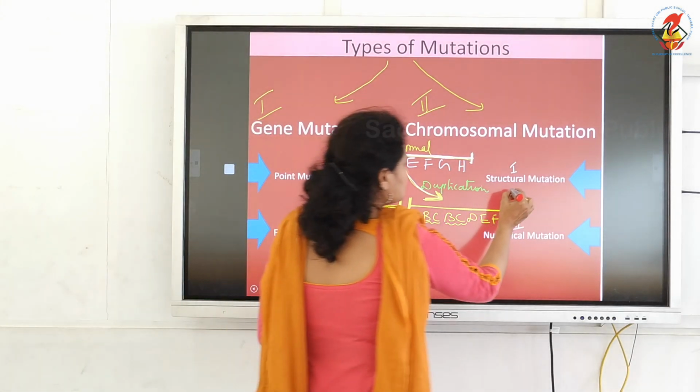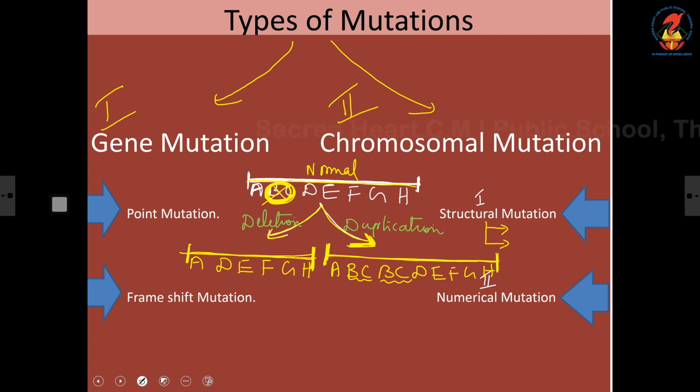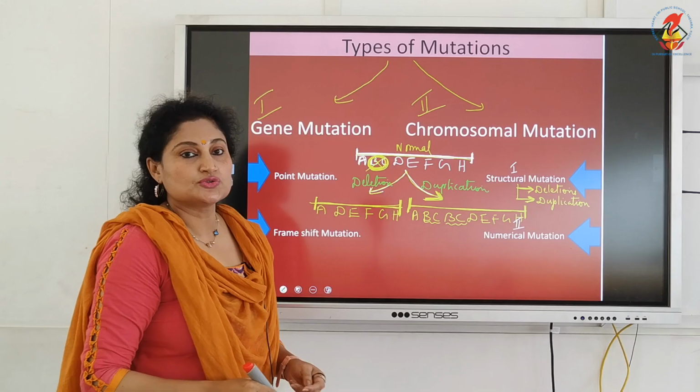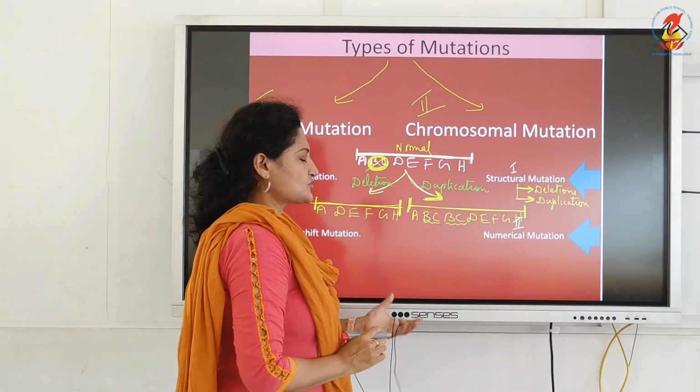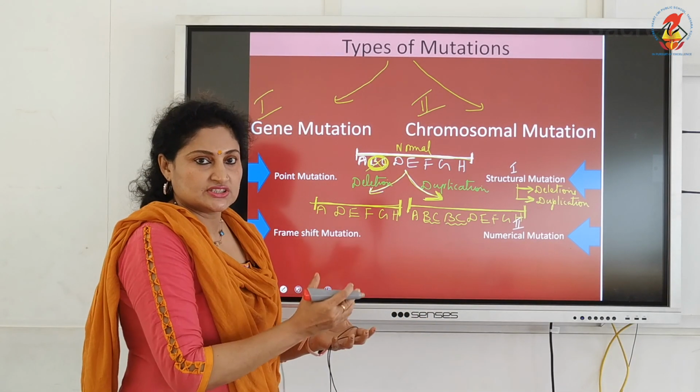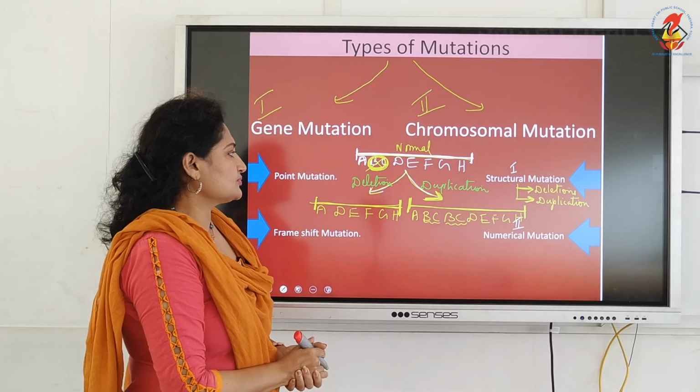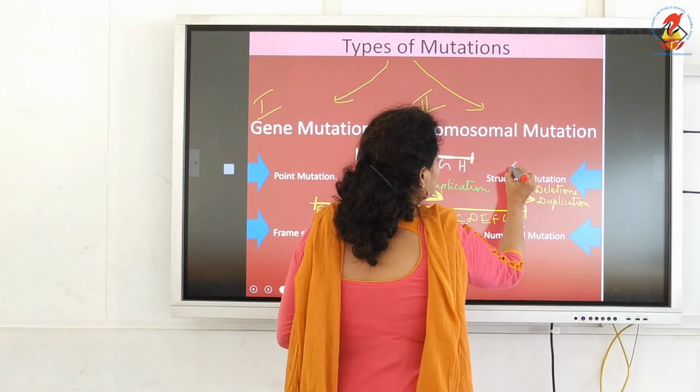Clear? So, under structural mutation, we have two types. They are deletions and duplications. In both the cases, the structure is getting deviated from the normal size. In the first case, the structure of the chromosome becomes smaller. Second case, it becomes longer than the normal. And the first case is due to the loss of a segment. The second case is due to the gain of a segment of the chromosome. It can be that segment is indicating a gene segment or a portion of the chromosome. So, I hope you have understood structural mutation.